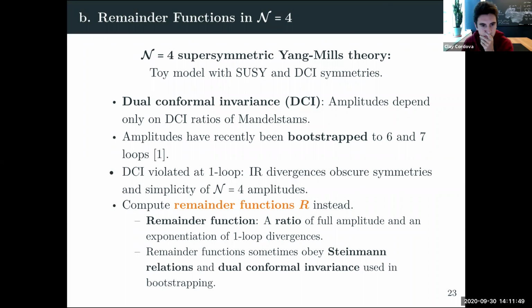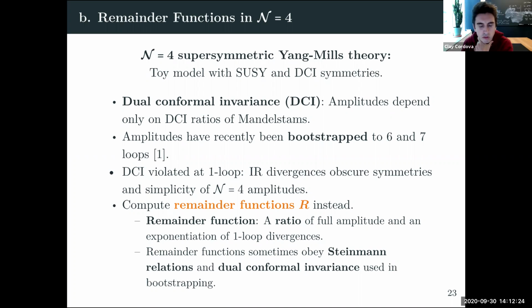And then I want to briefly talk about the relation to remainder functions in N equals 4. So N equals 4 super Yang-Mills theory is a toy model which obeys supersymmetry and dual conformal invariance. And dual conformal invariance means that the amplitudes only depend on ratios of Mandelstams that are dual conformally invariant. And amplitudes in this theory have recently been bootstrapped to 6 and 7 loops using some constraints that I'm going to talk about later, like the Steinmann relations.